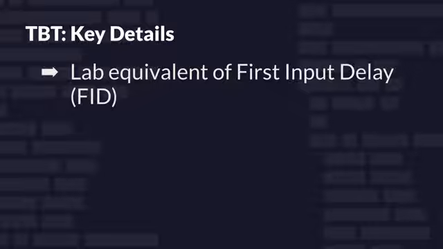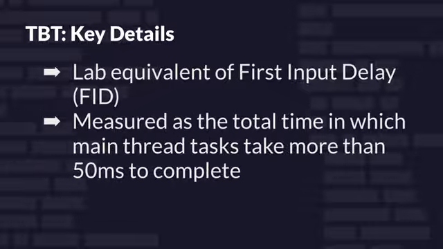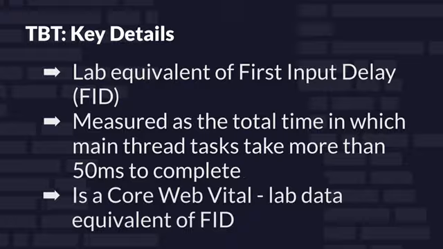How is it measured? The total time in which the main thread is occupied by tasks taking more than 50 milliseconds to complete. If a task takes 80 milliseconds to run, 30 milliseconds of that time will be counted toward the TBT, the total blocking time. If a task takes 45 milliseconds to run, 0 milliseconds will be added. Is total blocking time a web core vital? Yes. It's the lab data equivalent of first input delay.